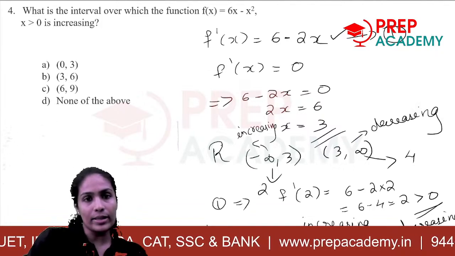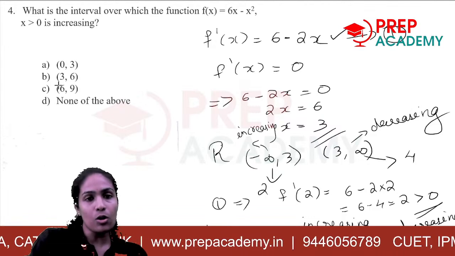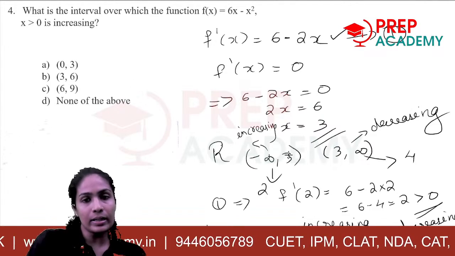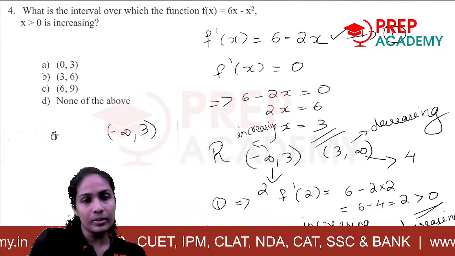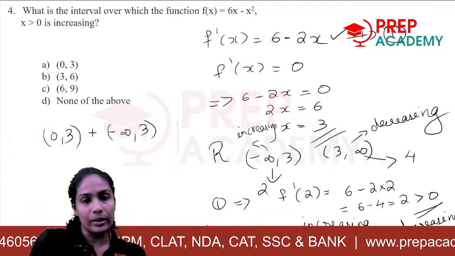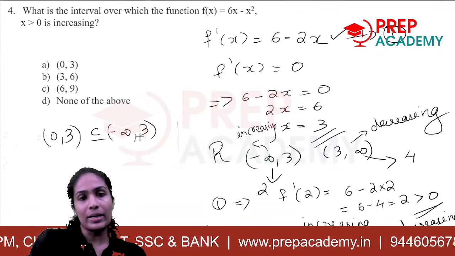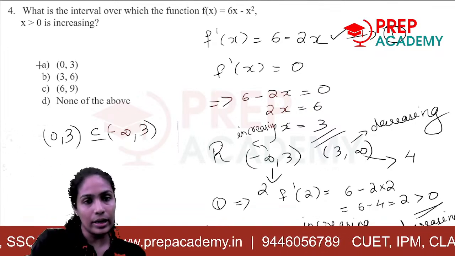So our question is to find the interval over which the function is increasing. So go through the options. You know that the first option (0, 3) is contained in the interval (minus infinity, 3). (0, 3) is a subset of the open interval (minus infinity, 3). So the correct answer is option A.